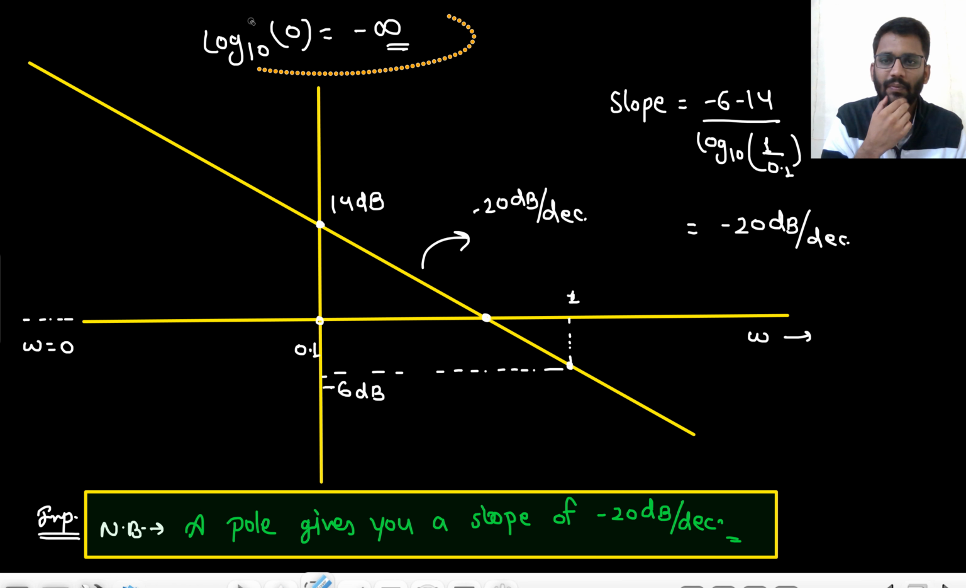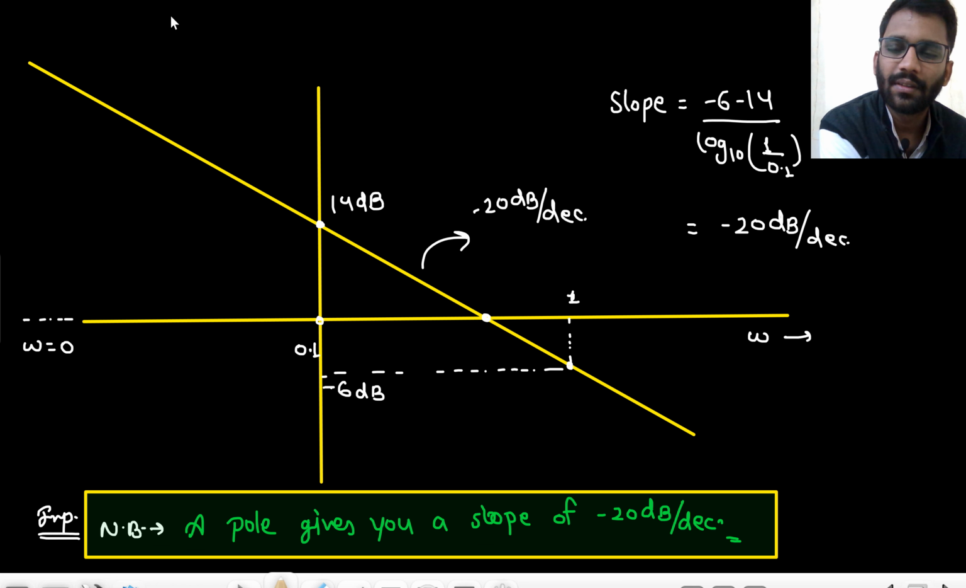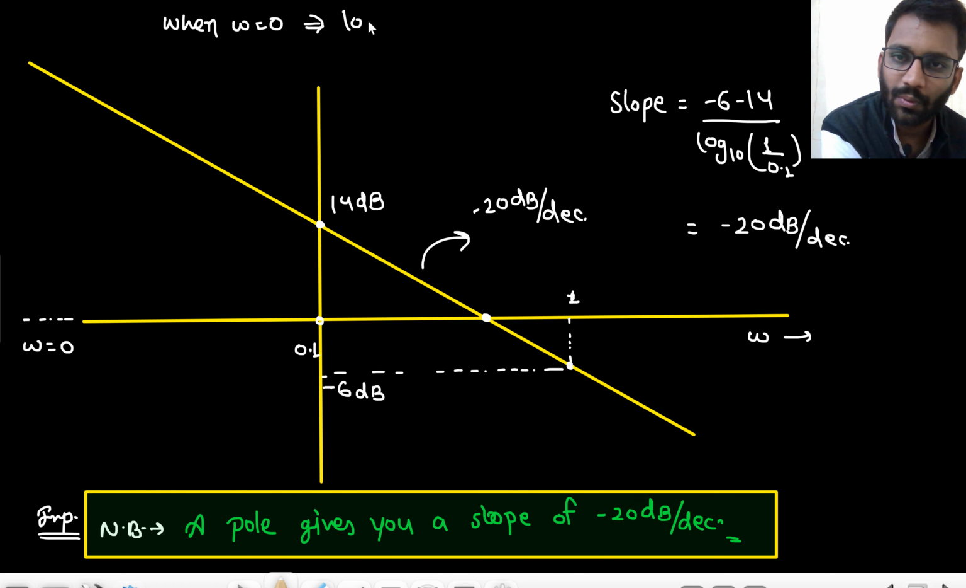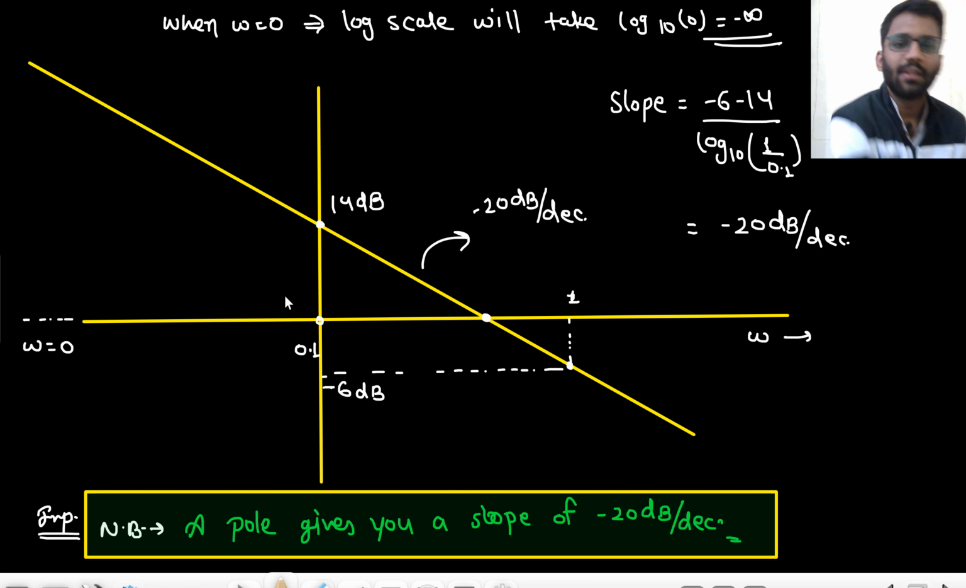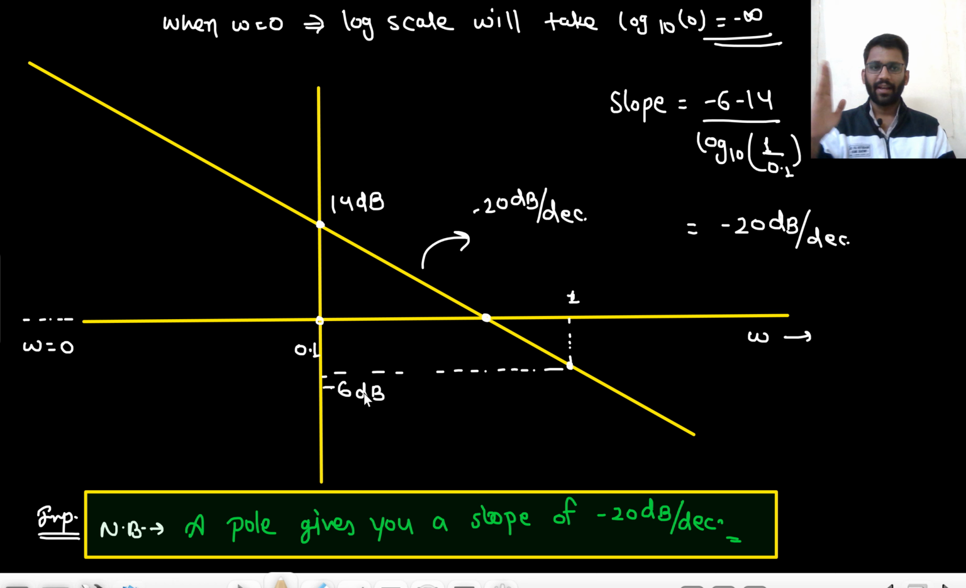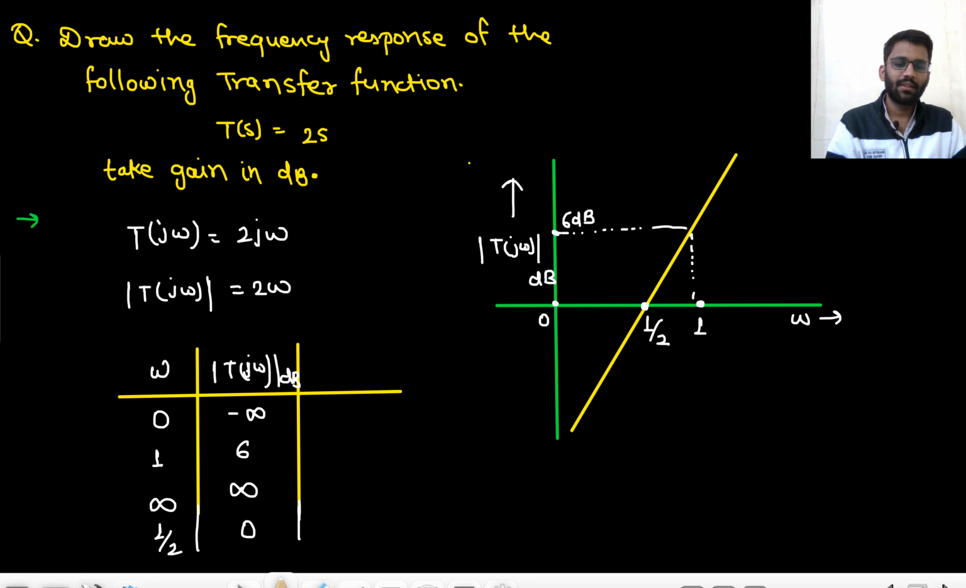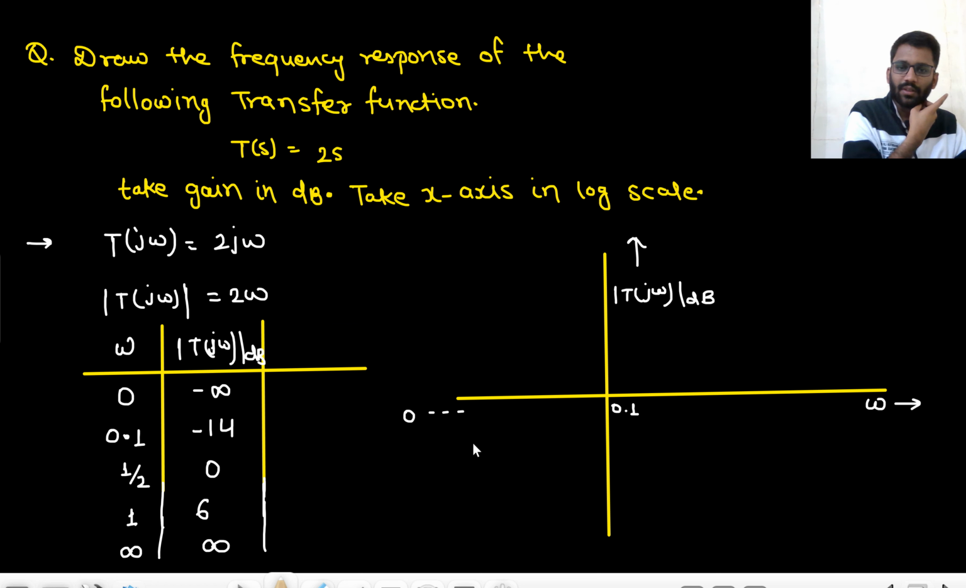Right? So, here I should write when omega equals 0, on the log scale we will take log of 0, that is equal to minus infinity. Okay, so as per the log scale, this is minus infinity, but as per omega, this is 0, right? So here this is 0 only, and this is 0.1, this is 1/2, and this is 1 and infinity.